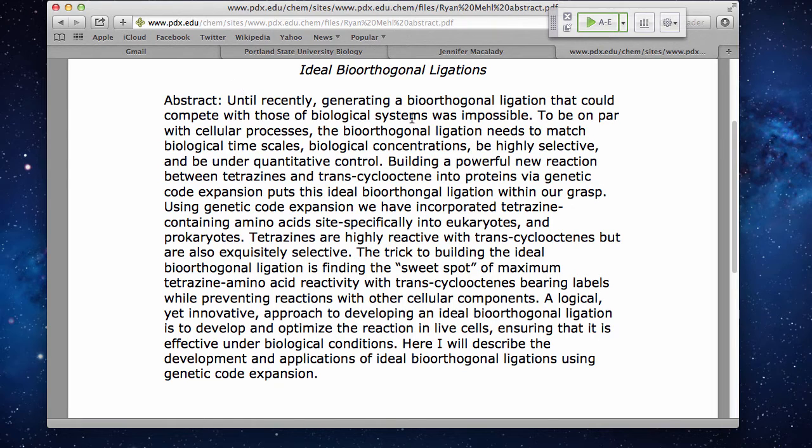And if your mind wasn't blown enough already, you can hear about building powerful new reactions between tetrazenes and trans-cyclooctene into proteins via genetic code expansion. Ideal bioorthogonal ligation within our grasp. So I'm going to go and try and figure out what this guy's talking about at that point.